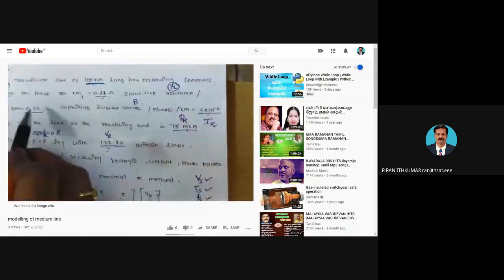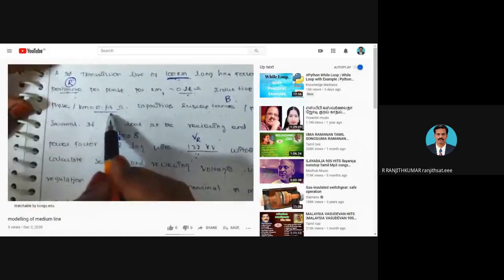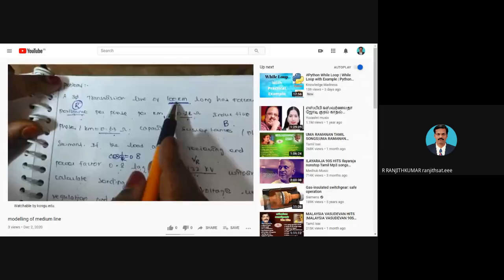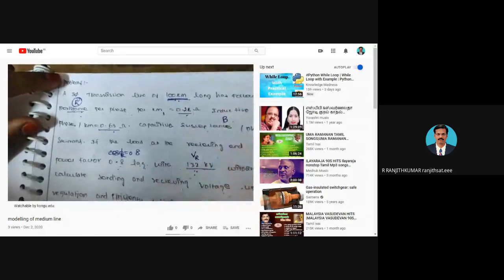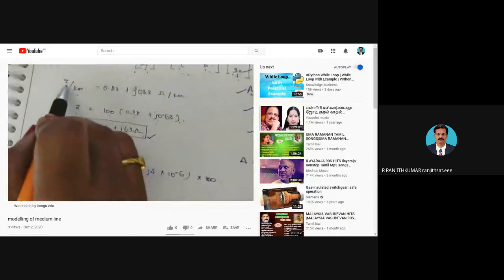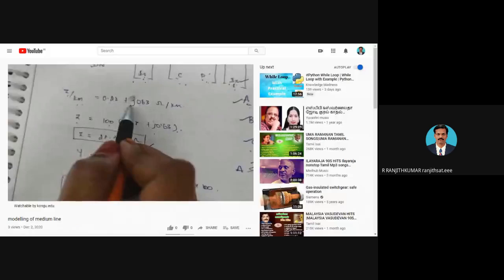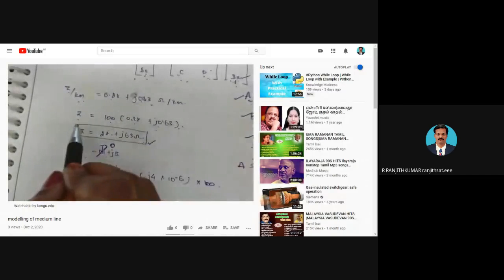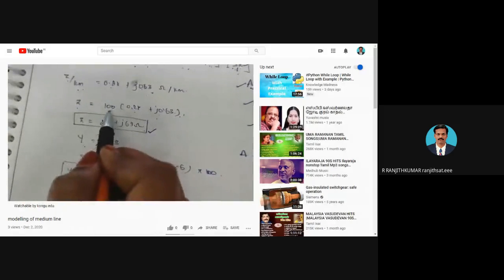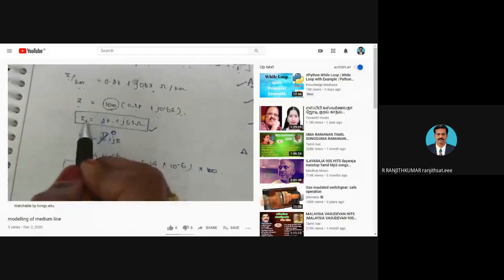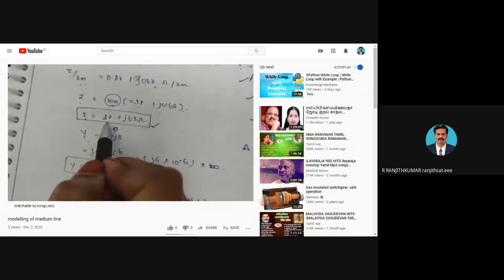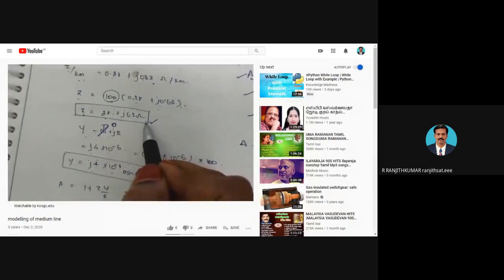Similarly, for inductive reactance, it is given as 0.63 ohm. So I have to multiply with the length of the line. So it is given here: Z per kilometer is 0.28 plus J 0.63. If I want it for the entire length, I have to multiply with 100. So Z is 28 plus J 63 ohm.